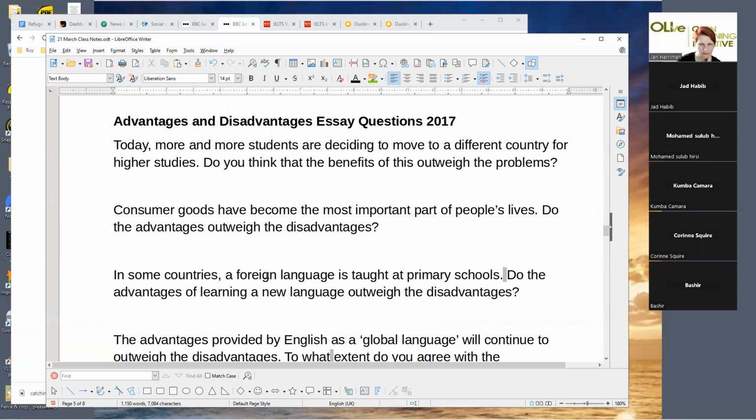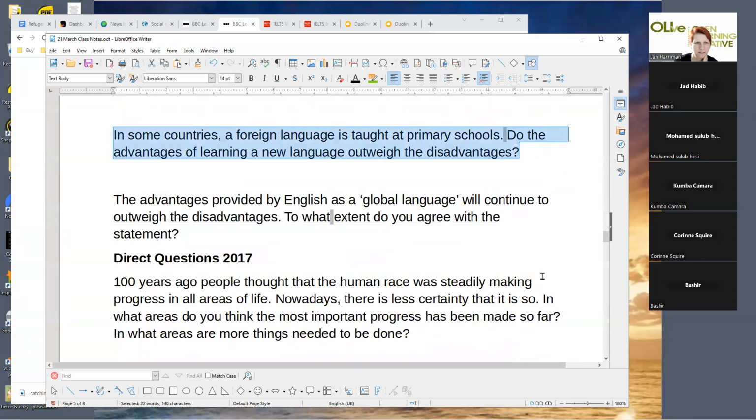So, oh, there we go. Let's go with this one down here. I'll bring it to the top. In some countries, a foreign language is taught at primary schools. Do the advantages of learning a new language outweigh the disadvantages?